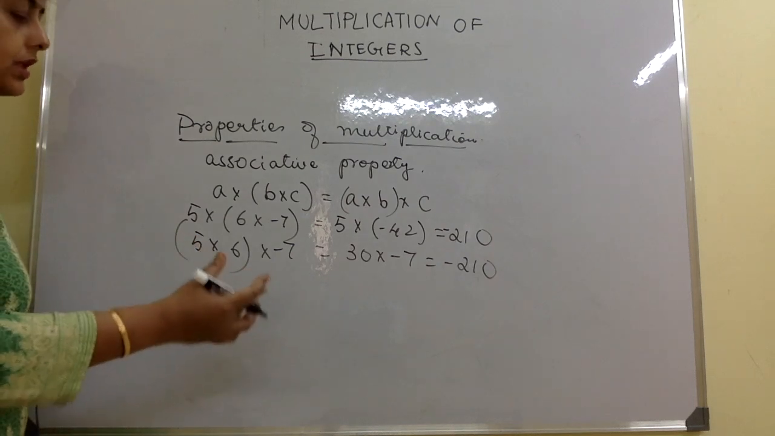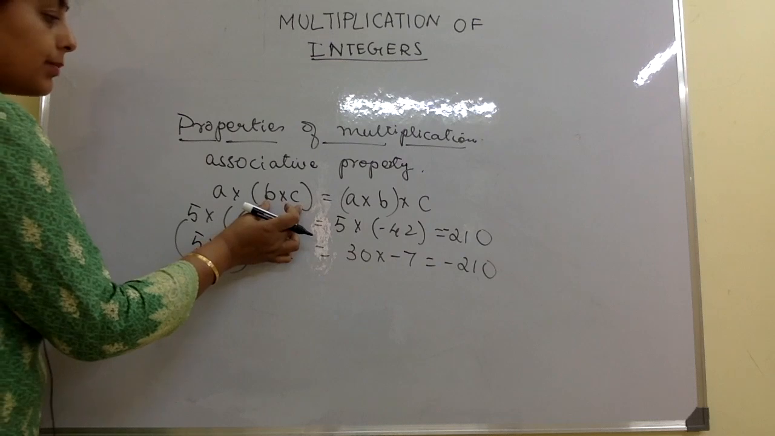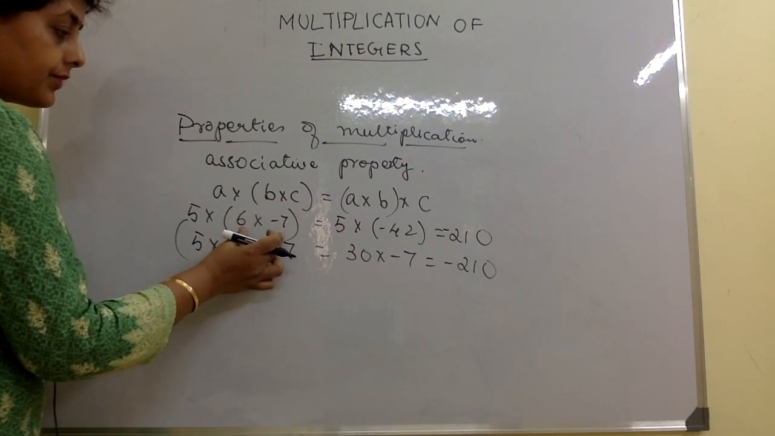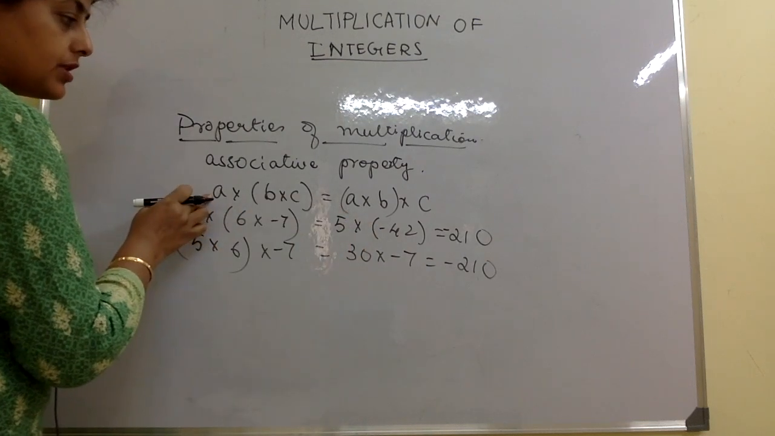So here we'll have to see what do we see here. Here B into C is first worked on, and with that the next number is multiplied.